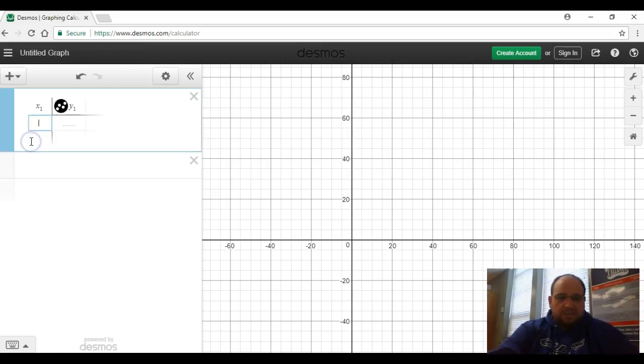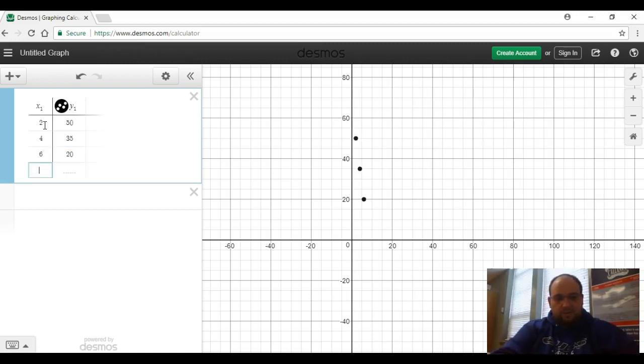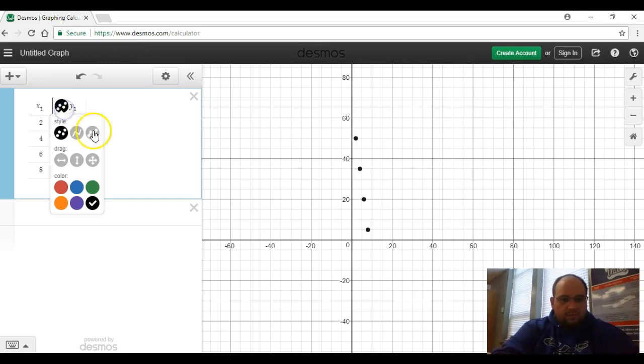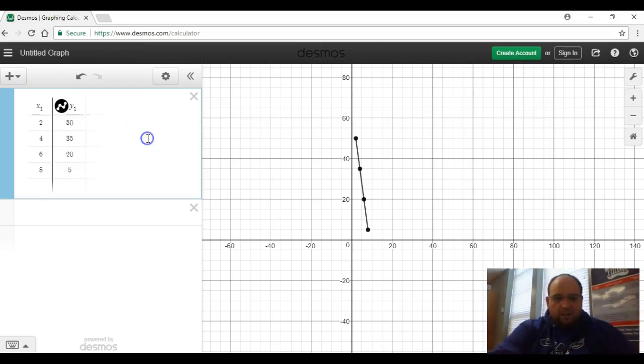I'm going to make tables because I have the table already, okay? So I'm going to go ahead and enter in my data for my table. So this is that first table that we had that was linear. So I had 2, 50, I had 4, 35, I had 6, 20, and then I had 8 and 5. Okay. I'm going to go ahead and click on this little thing, bring up this little line so it connects the dots, and hopefully you can kind of see there with that line what's occurring there, that linear line.